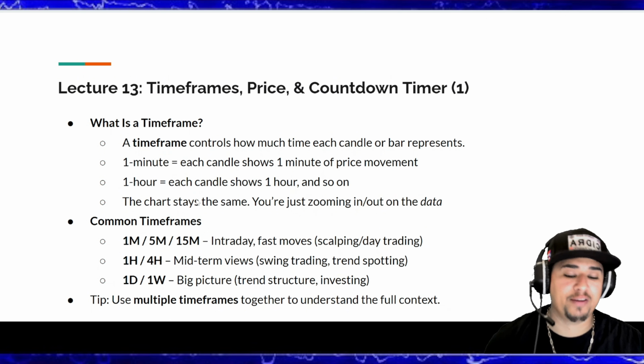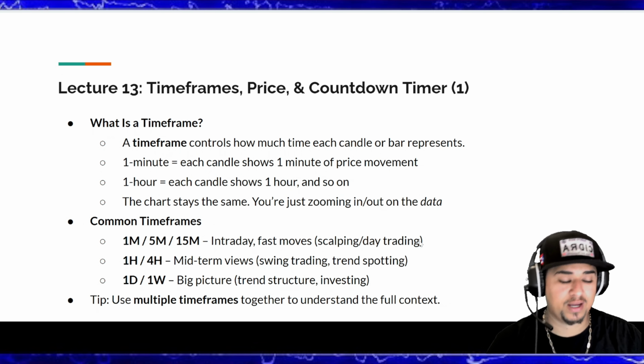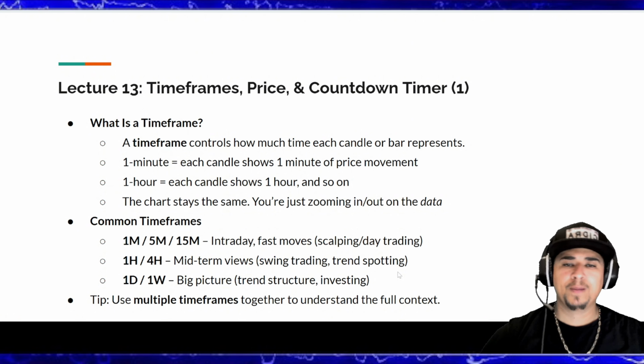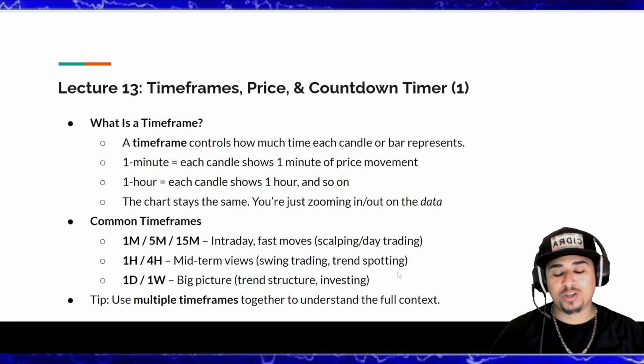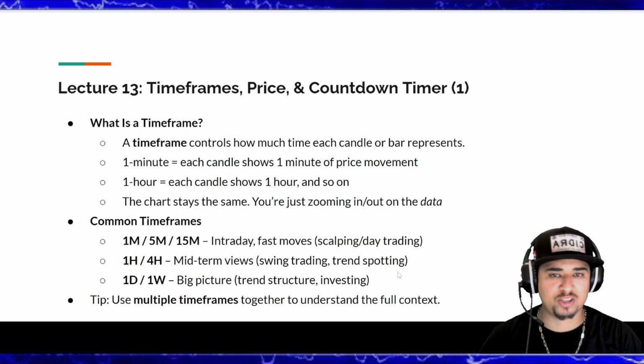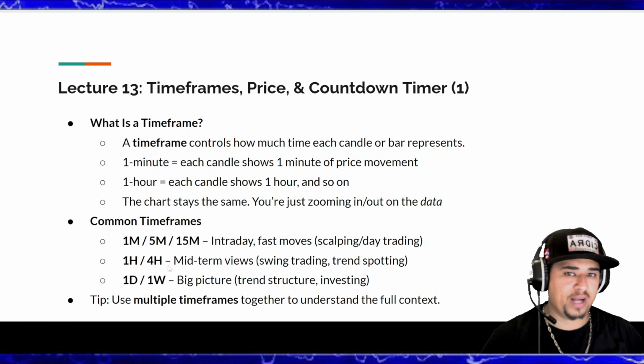Some common time frames: the 1 minute, 5 minute, and 15 minute are for intraday, fast moves, scalping, and day trading. 1 hour and 4 hour are midterm views, so swing trading and trend spotting, that's what you're using them for. You have to really understand what you're using the time frames for. But as of right now, just focus on the time frame where you're taking an entry. For now, as you learn, eventually we'll learn about using different time frames in your analysis.